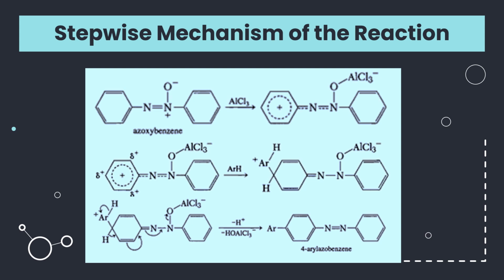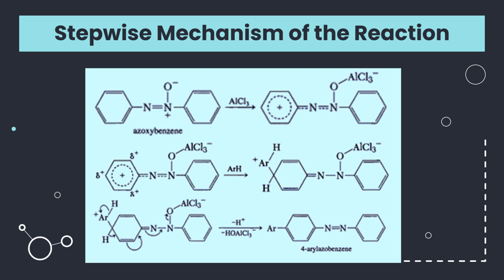And now let's delve into the mechanism of this reaction. The reaction between azoxybenzene and aluminum chloride involves electrophilic aromatic substitution, where aluminum chloride, as mentioned in the previous slides, acts as a Lewis acid to facilitate the reaction. So the first step is that aluminum chloride will interact with azoxybenzene. This Lewis acid coordinates with the oxygen atom attached to the azo group, increasing the electrophilic character of the aromatic ring.